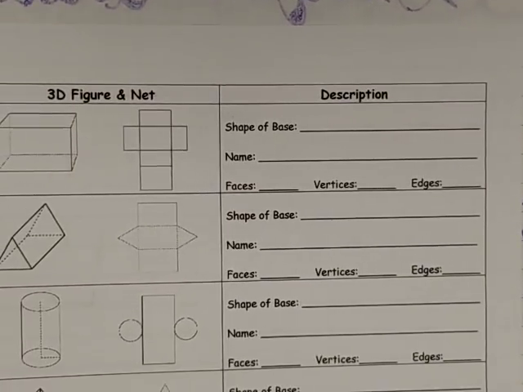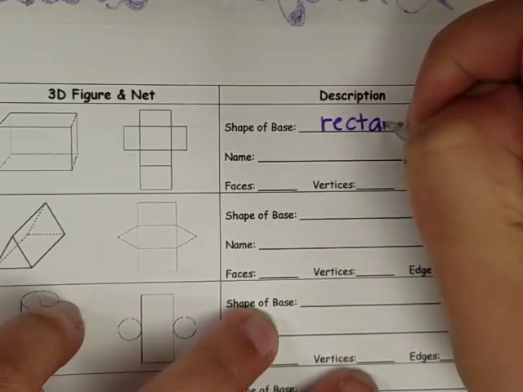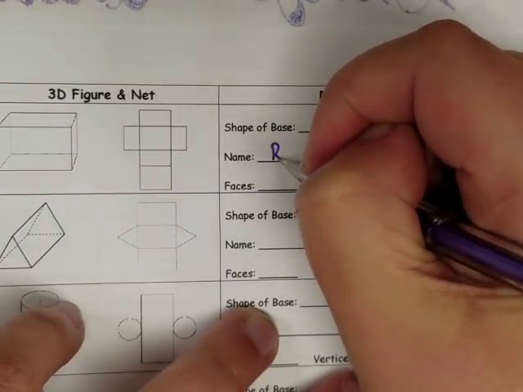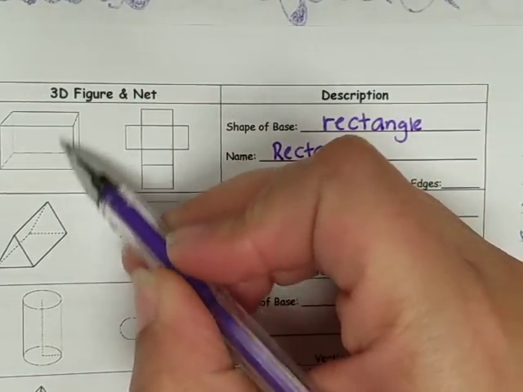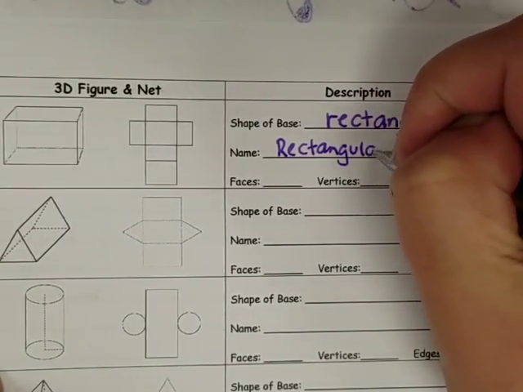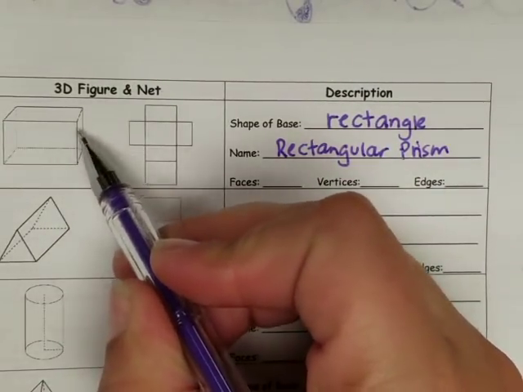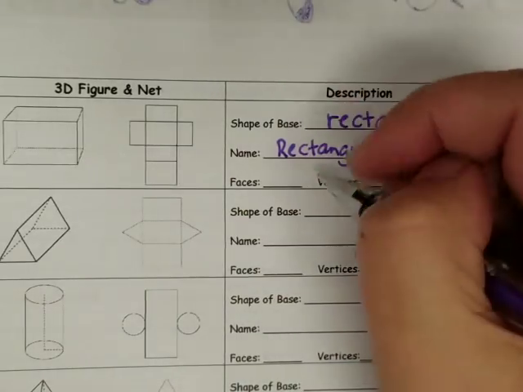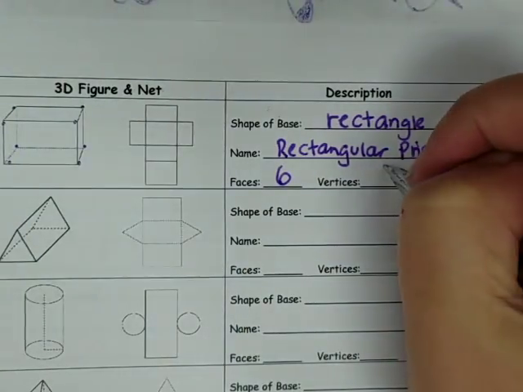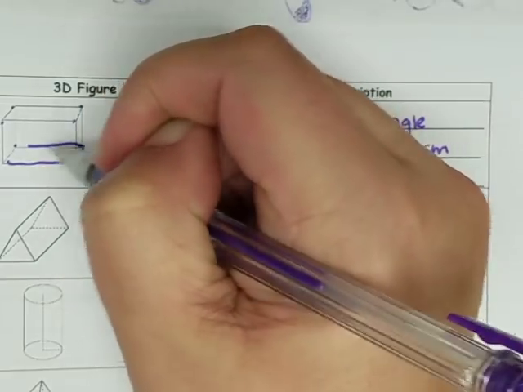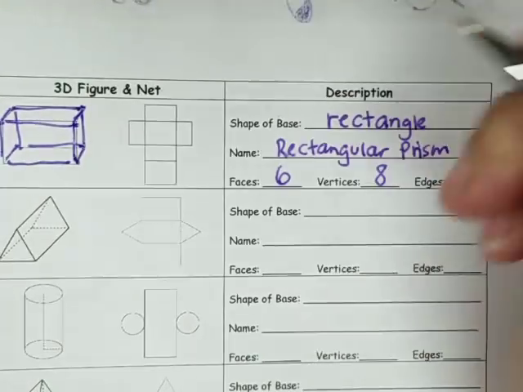All right. Similarly over here, we've got a rectangular prism. So the base shape is a rectangle. We're going to call this a rectangular prism. And the reason why it's a prism is because the two bases are parallel to each other, and that's what creates a prism. Okay. The number of faces, 1, 2, 3, in the back 4, top 5, bottom 6. Vertices, 1, 2, 3, 4, 5, 6, 7, 8. And your edges, 1, 2, 3, 4, 5, 6, 7, 8, 9, 10, 11, 12.